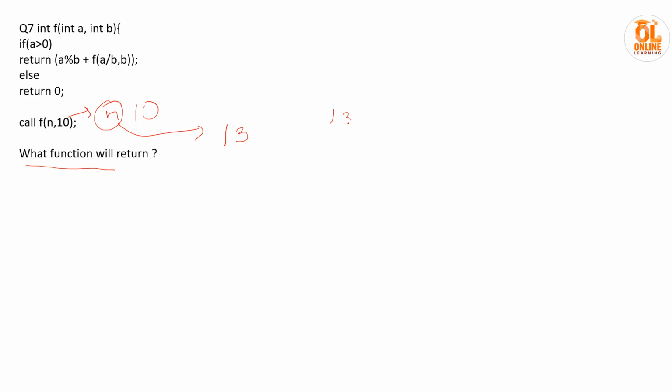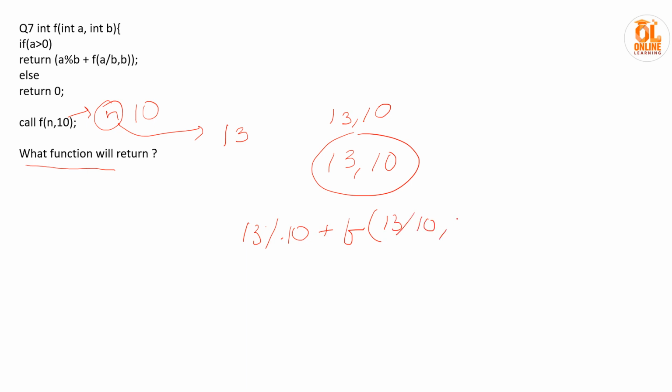Now we are calling 13 comma 10. So when we are calling int a comma int b, it will be 13 comma 10. If a greater than 0, yes, a greater than 0, then a modulus b. A modulus b means 13 mod 10 plus again f(13 divided by 10, 10). So 13 modulus 10, what will it be? It will be 3. 13 divided by 10 will be 1. So it will be 3 plus function of 1 comma 10.